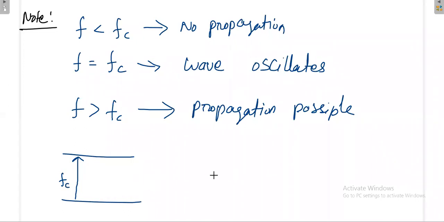So now what is the angle when f is equal to fc? At exactly f equal to fc, what is the angle between the wave and the walls of the waveguide? It is exactly 90 degrees.